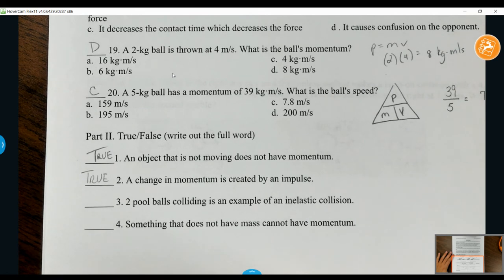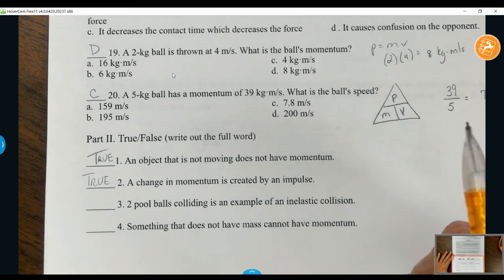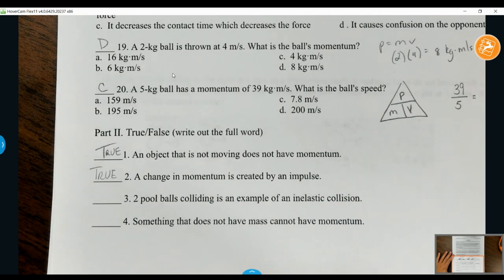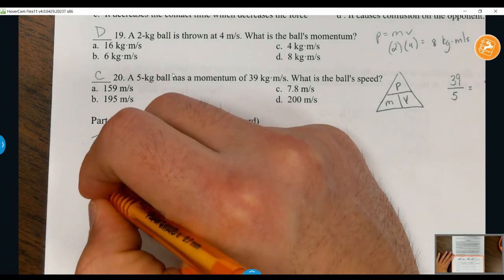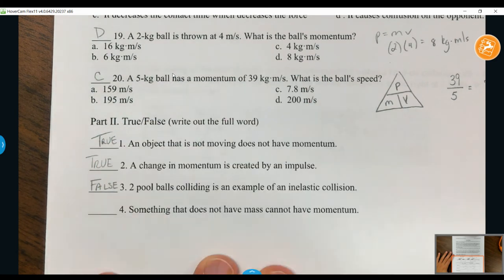Two pool balls or billiard balls colliding is an example of an inelastic collision. Is that true or is that false? Remember, inelastic, the objects stick together. Do pool balls, when they hit each other, stick together? Nope. So, yeah, that's a false.